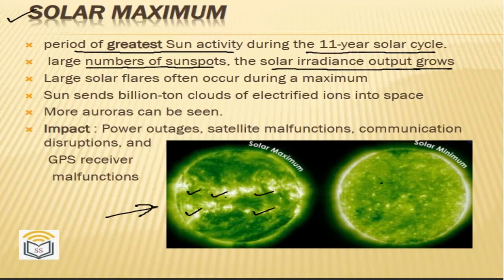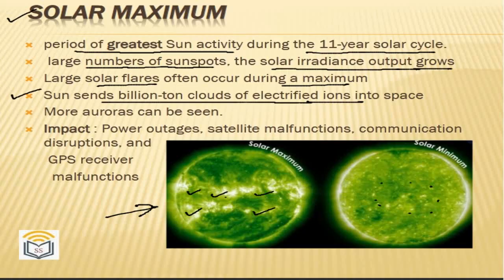In the solar minimum you can see fewer sunspots. So this is the distinction between the two phases of the Sun. Large solar flares are often seen during the maximum time. The Sun sends billion tons of clouds of electrified ions into space. This is very detrimental for the Earth because most of the satellites, GPS antennas, and the electrical grids may get flooded with such a huge number of electrified ions.